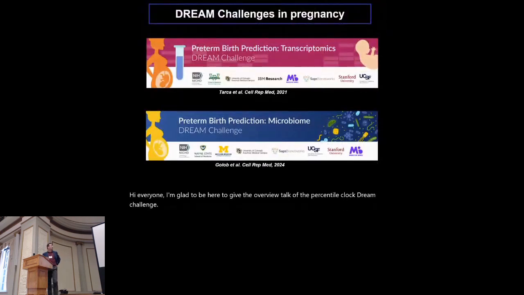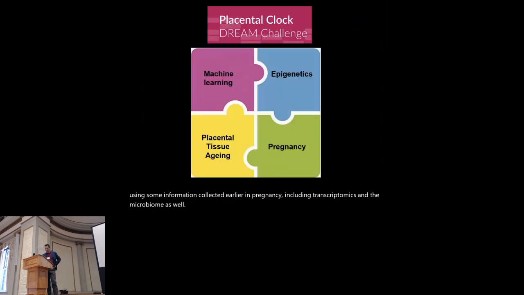So this DREAM challenge comes after two other DREAM challenges that we did in pregnancy research. The first two were focused on prediction of preterm birth using some information collected earlier in pregnancy, including transcriptomics and the microbiome as well. And the challenge that we are going to talk about today is the placental clock.